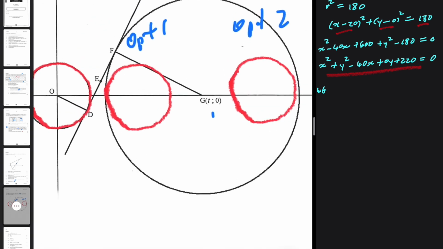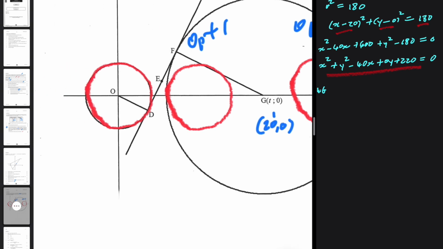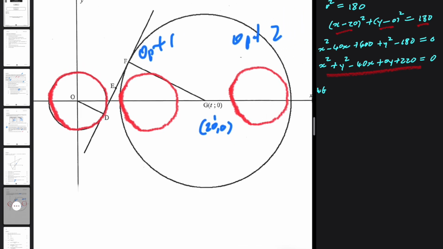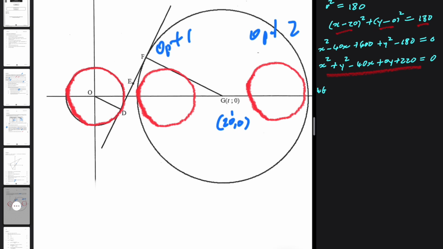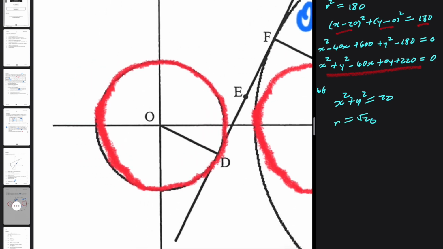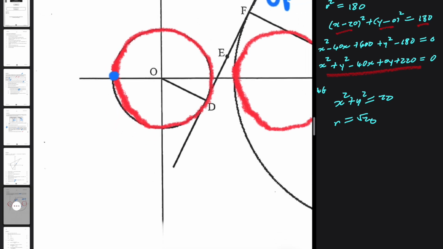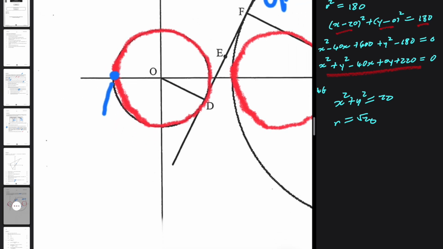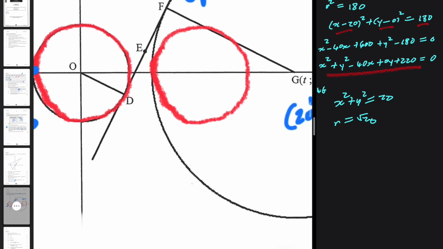Right, so the center of the larger circle, we have 20 and 0. And then the center of the smaller circle, we have 0 and 0. But we have the radius of the smaller circle. The equation for the smaller circle is given by x squared plus y squared equals 20. So the radius is square root of 20. Okay, let's concentrate on this point. The x coordinate of that point is minus square root of 20. If the radius of the circle is square root of 20, we need to comprehend that, right?